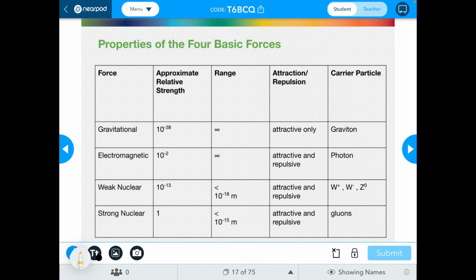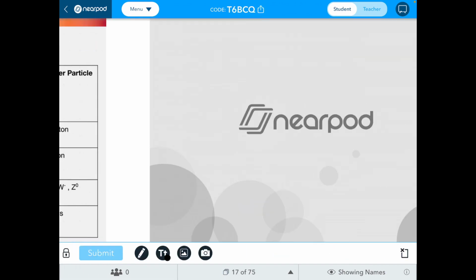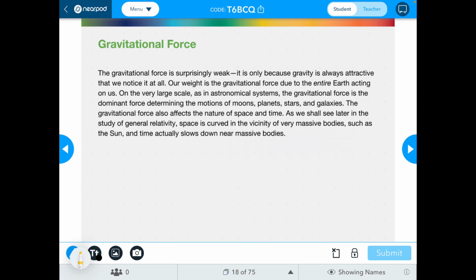But do notice that the only way the attraction or repulsion works for gravitational is attraction only. It does not repel. The other three all can repel as well. So again, despite the fact that we feel it the most, it is the weakest of the forces, the gravitational force, that is. But it has a lot to do with very large-scale things. So that's why it's something we can feel more than the other ones.